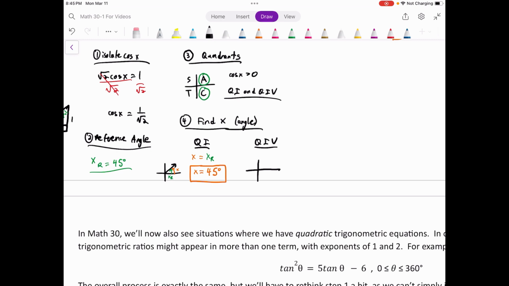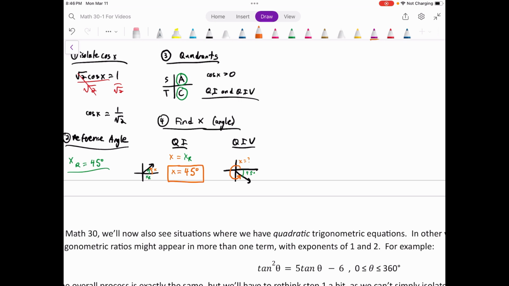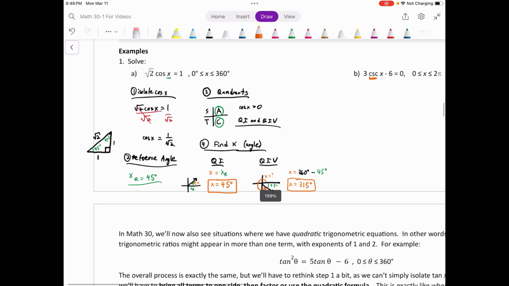Okay, now quadrant 4, we've got a reference angle of 45 degrees. We want to know what is the angle itself, right? Well, use those relationships. All the way around would be 360. We stopped 45 degrees short of 360. So x is going to be 360 minus 45 degrees. And therefore, our other solution for x is that it is 315 degrees. So two solutions, 45 and 315.